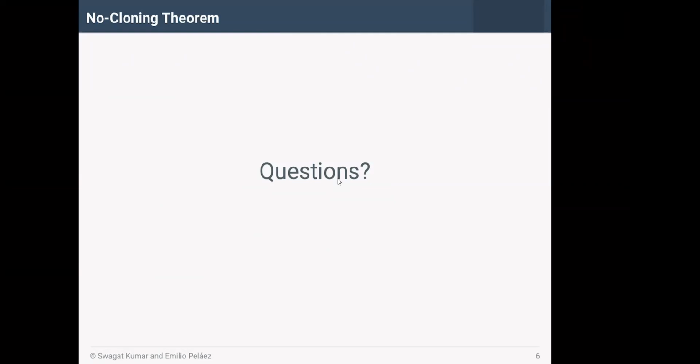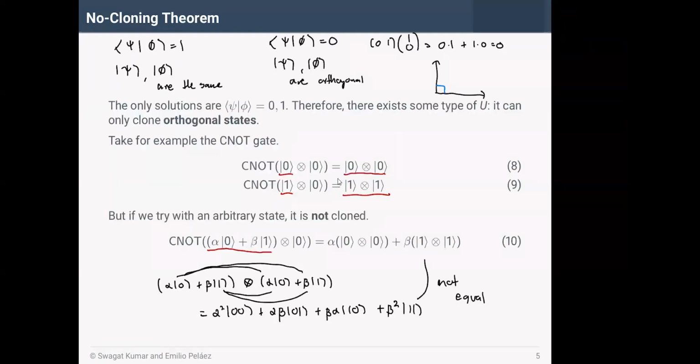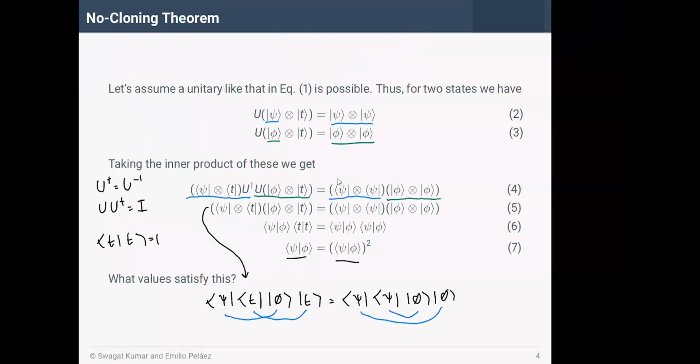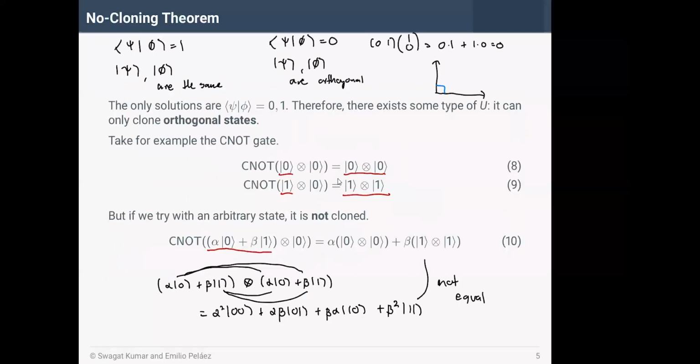So go back a few slides. Here. One more slide. Oh, wait, that slide. Yep. Go back. Go forward one. Oh yeah, okay. So this is good. Can you explain a little bit again what you mean that you can only clone orthogonal states and not exactly the same state?